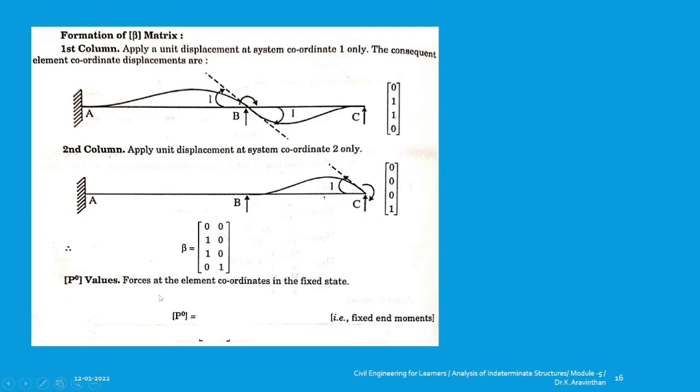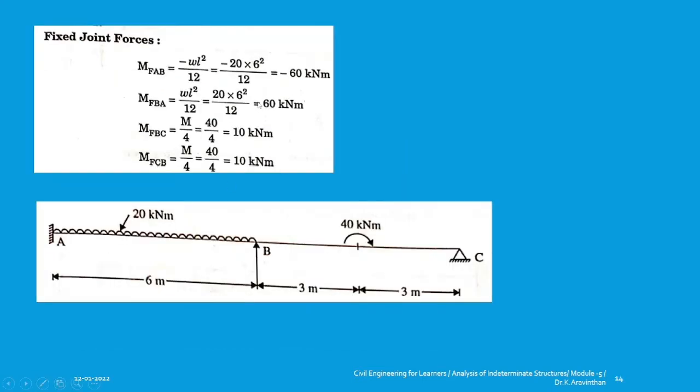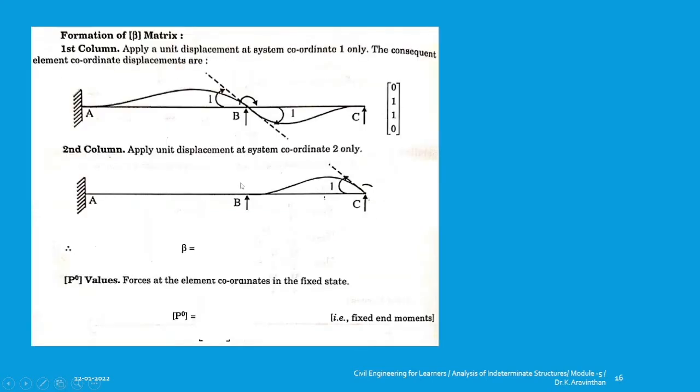And what is P naught value? It is the forces at element coordinates in fixed state. Do you have any joint load? No. P naught is the force at element coordinates in fixed state. So what are they? Yes, these are the fixed forces, minus 60, plus 60, 10 and 10. You can see these values. So these are the fixed end moments.